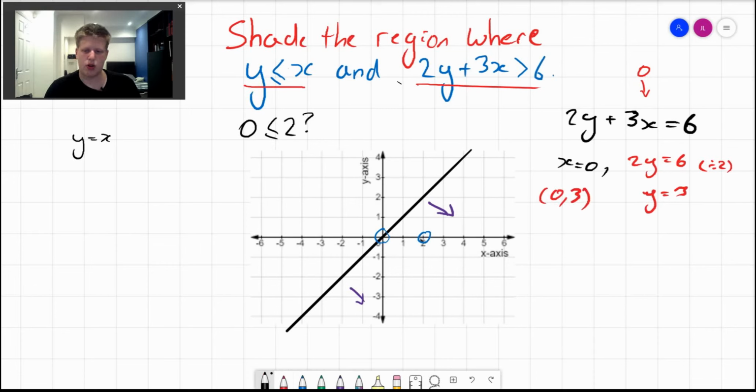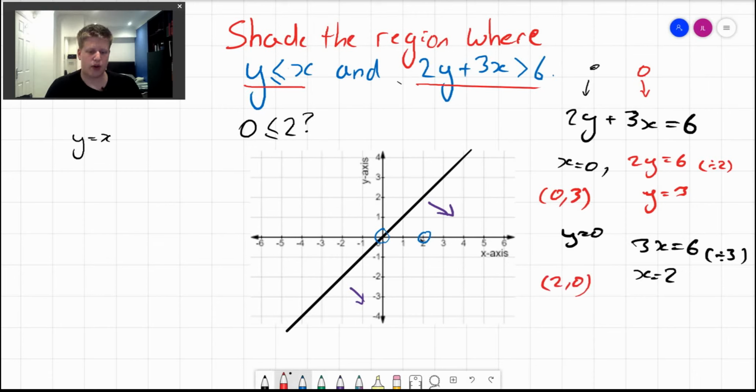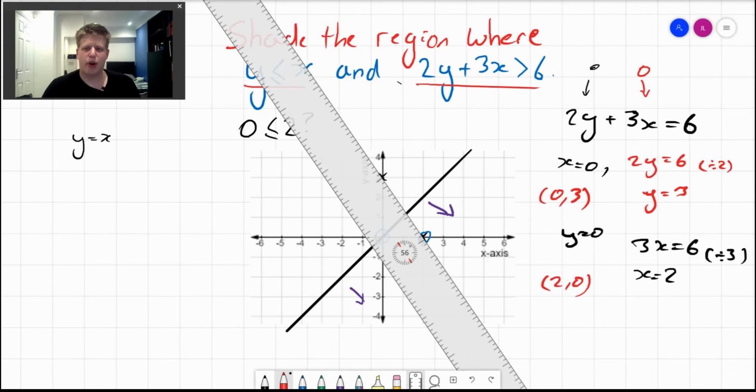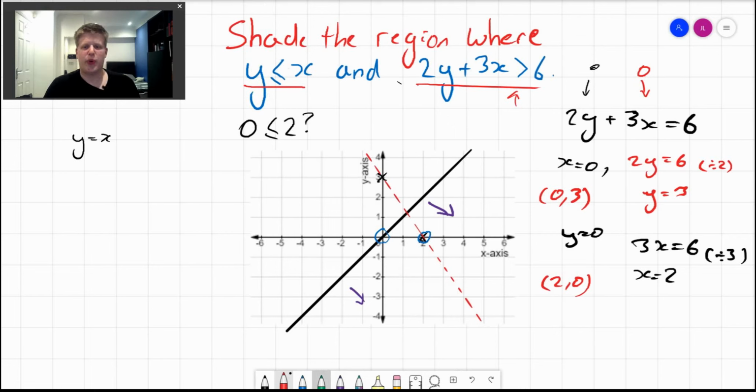And as for the other coordinate, well, let's try y equals 0. We know that this bit here will be 0, so we're going to have 3x equals 6. If we divide by 3, then we get that x equals 2, and that's our second coordinate, the point (2, 0). So now that we have both of those, let's draw those on our axis. We've got (0, 3), and we've got (2, 0). Now that we have that, we can join up the line with our ruler. Before we draw the line, remember that we're using a strict inequality, so we've got to do a dotted line like this.